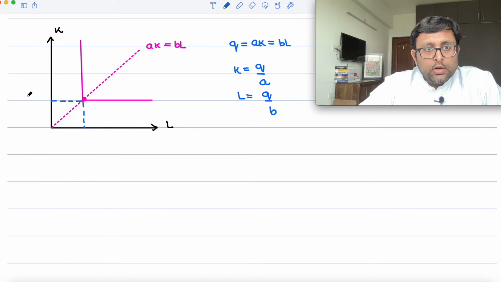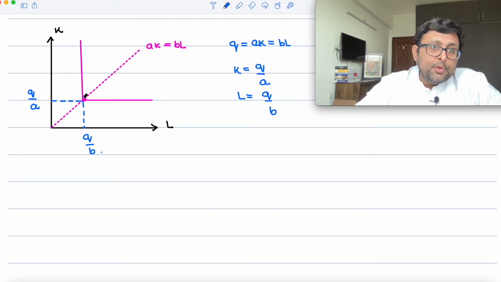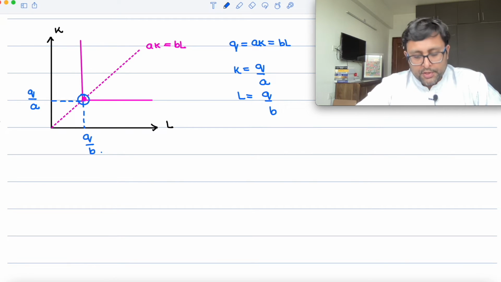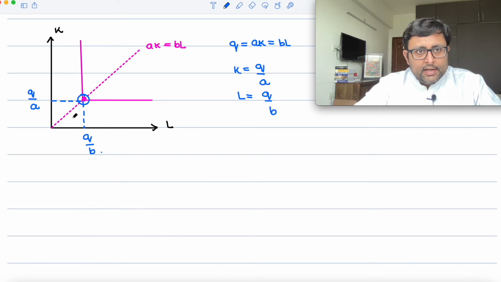So K is Q by A. L is Q by B. So you'll be producing at this particular point. And the locus of all such vertices is a straight line from the origin, which has a slope of B by A. So you can just write that point as well.